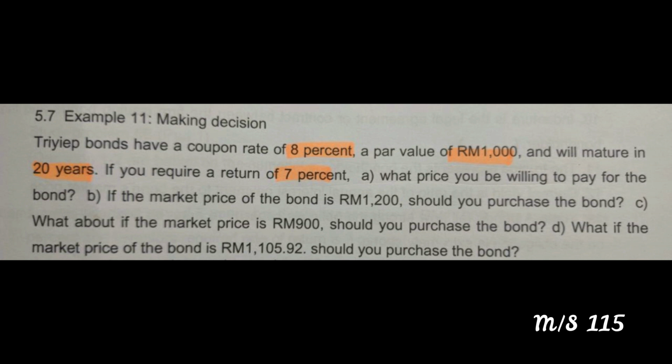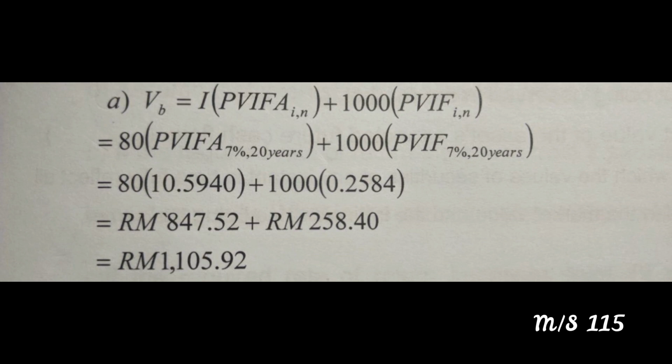Next question is making decision. On this question, we need to highlight 8% corporate bond, 1000 par value, 20 years, and 7% return. First, we need to find I. I is 8% multiplied with 1000, and we get 80. On this question, we need to refer to the PVIFA and PVIF tables. For PVIFA 7% 20 years, we will get 10.5940. For PVIF 7% 20 years, we will get 0.2584.